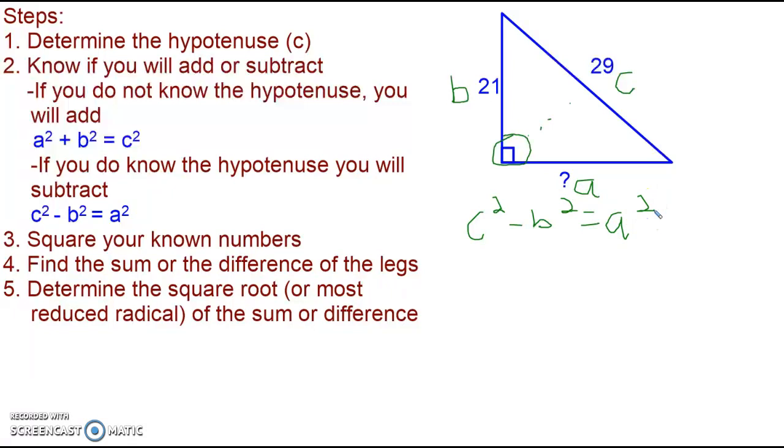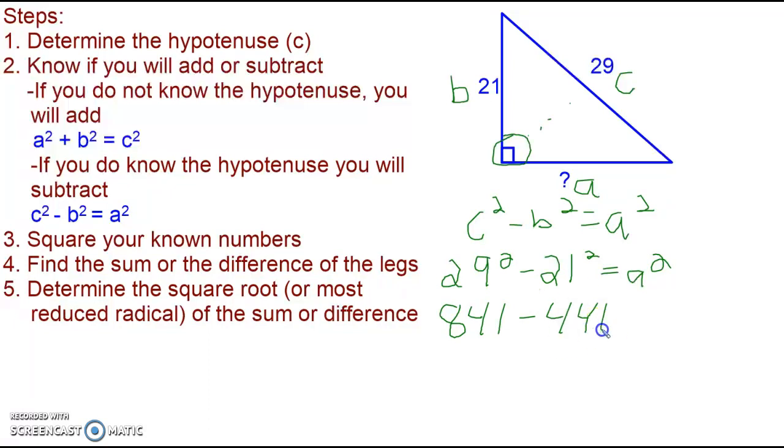Now we're just going to plug in the values for C and B. We're going to have 29 squared minus 21 squared is equal to A squared. So now we're just going to find the squares of these. So 29 squared is 841 minus 21 squared, which is 441, and that's going to be equal to A squared.